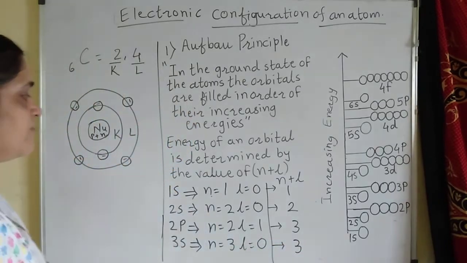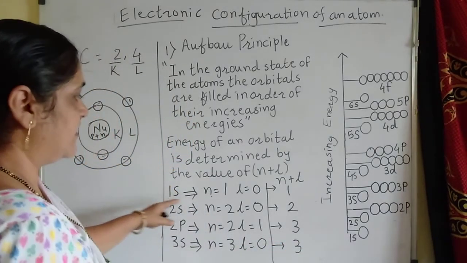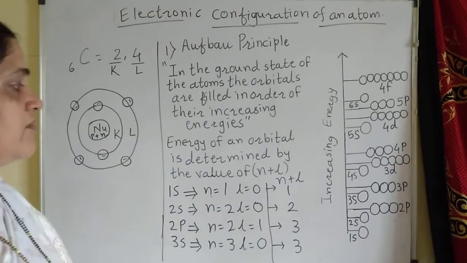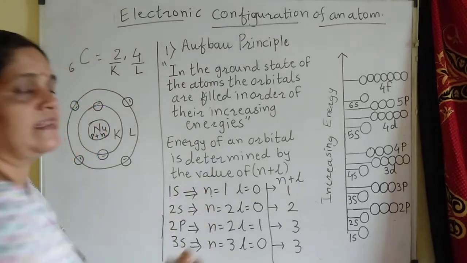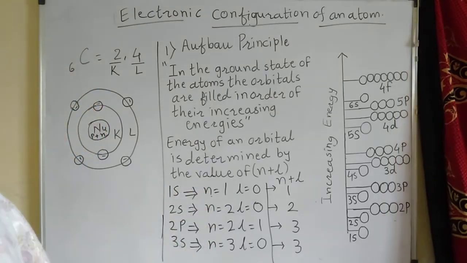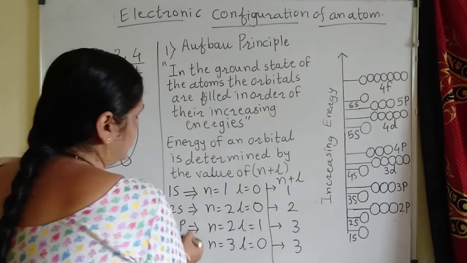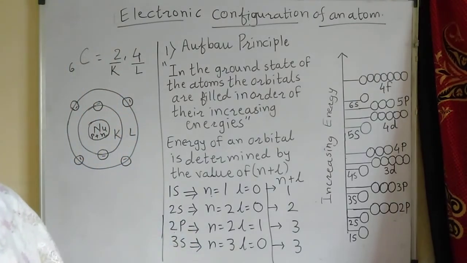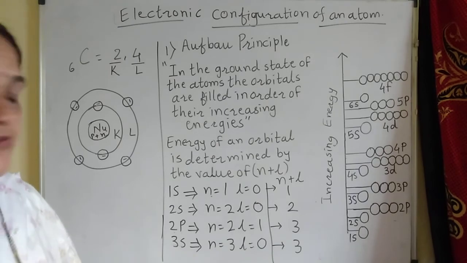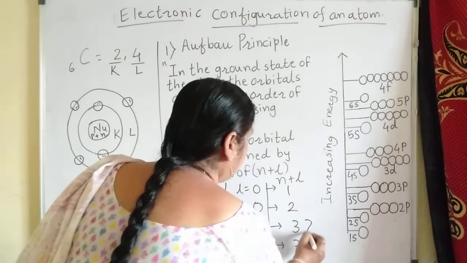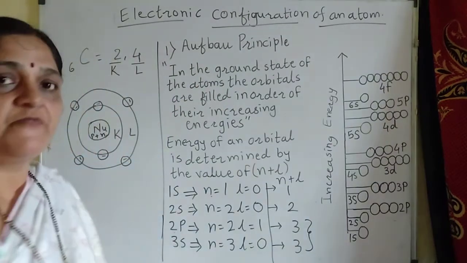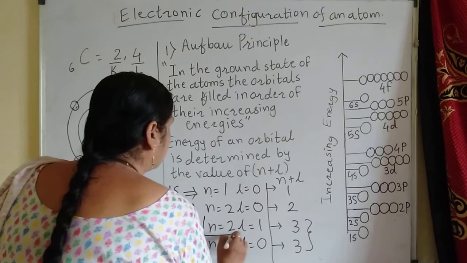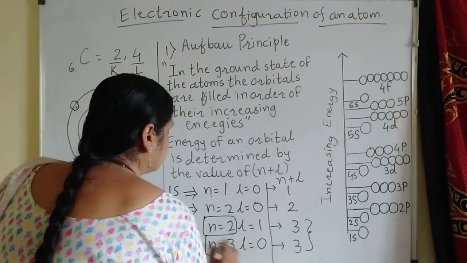Now from the first and second values, that is n plus L values 1 and 2, it is clear that the electron will be first filled in the 1s orbital and then in the 2s orbital. But the next orbitals, that is 2p orbital and 3s orbital, both show the value of n plus L equal to 3. So here both have the same value. Then which one will be filled first? At that time we have to think about the principal quantum number of both orbitals.